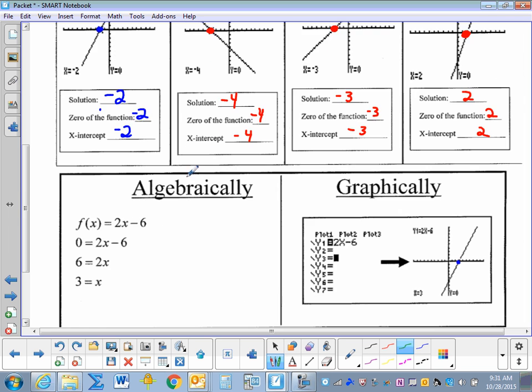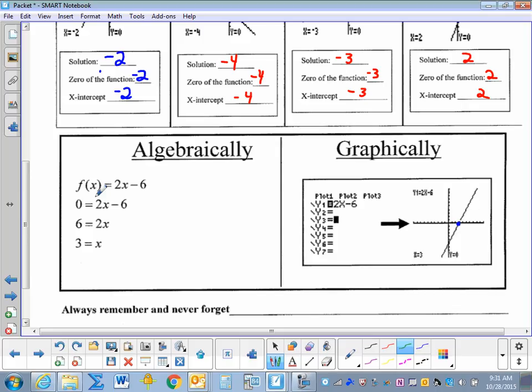So how's the algebra and the graph related? If I have the function f of x equal to 2x minus 6, and I wanted to find the solution, the zero of the function, or the x-intercept, I would set the function, the f of x, which in this instance is y, to 0 and solve for x, and we get 3. So that would be our solution, our zero of the function, our x-intercept. If we graphed it, we would see that the graph is touching at 3.